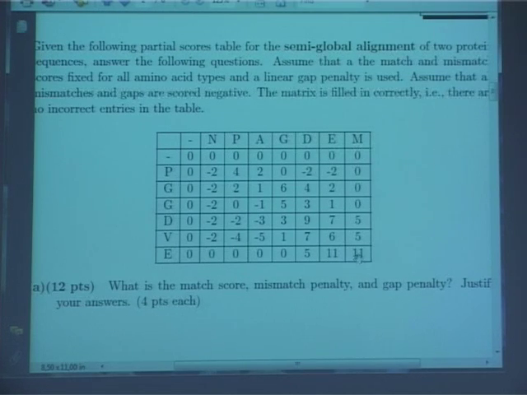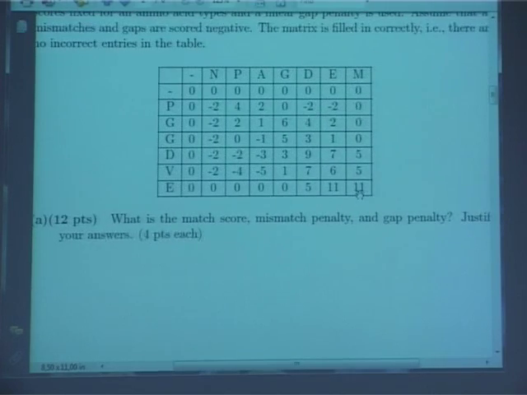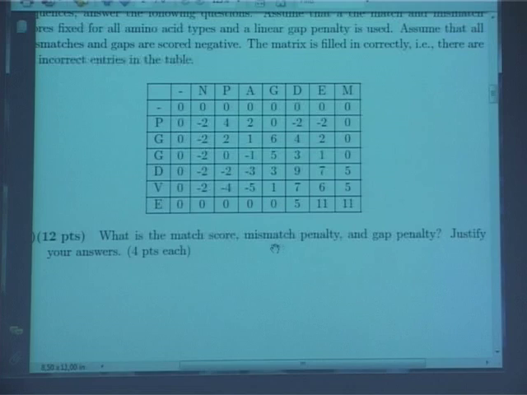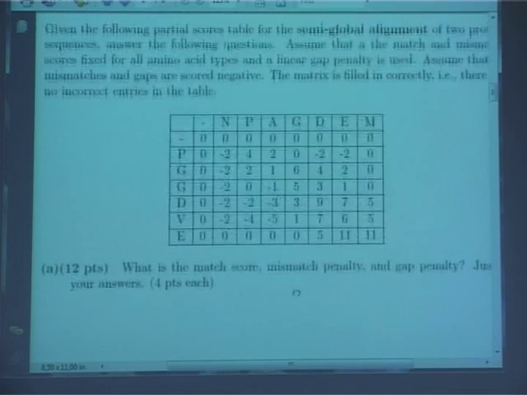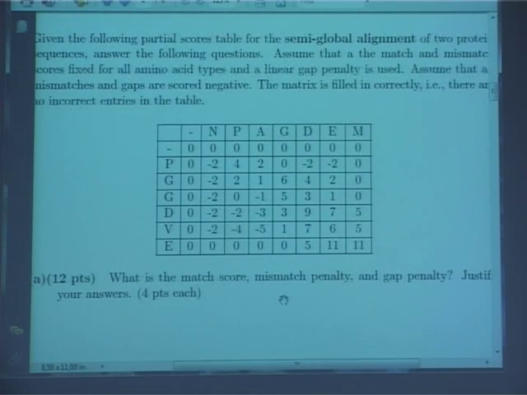But semi-global alignment, again, we need to look at this last cell, the rightmost, bottommost cell, which gives us the score of the alignment. Now, part A: what is the match score, mismatch penalty, and gap penalty? So let's look at this matrix.